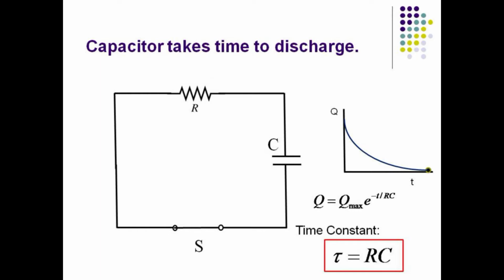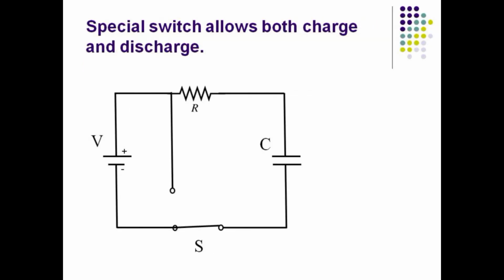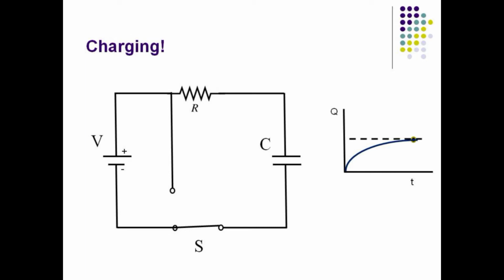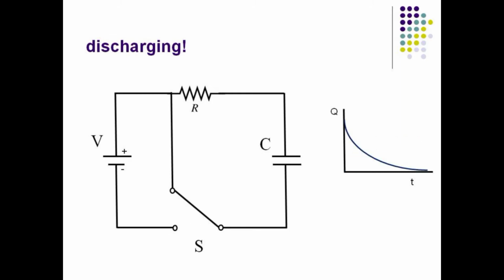The function describing the discharge of the capacitor with time is a decaying exponential function. Q equals Q max times e to the minus t over RC, where once again the characteristic time for the discharge is the RC time constant. In practice, it is possible to use a special switch to flip easily from a charging capacitor to a discharging capacitor. In this position, the switch allows the capacitor to charge. Thrown to this position, the switch allows the capacitor to discharge through the resistor.